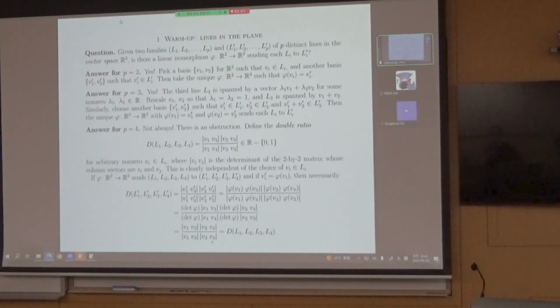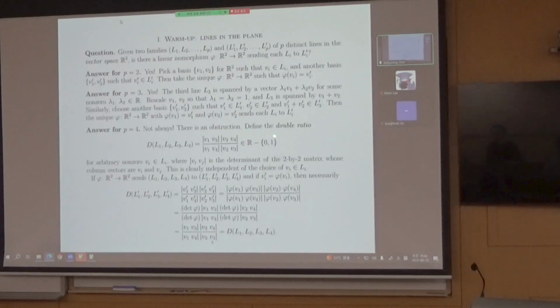Okay, so that's simple. Okay, so let's start now with P equal 4. If I take two families of 4 lines, can I always send the first family to the second family? And the answer is no, because there is an obstruction.